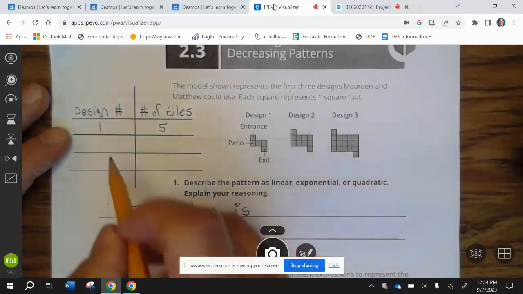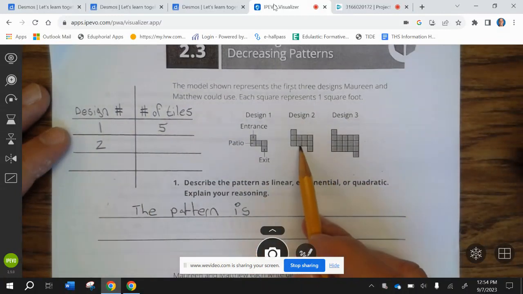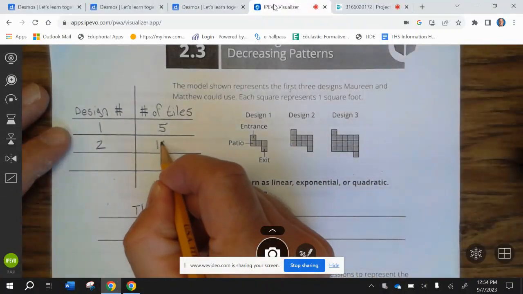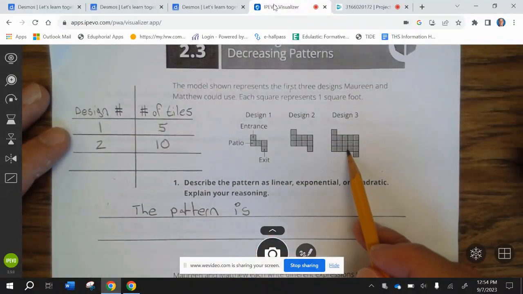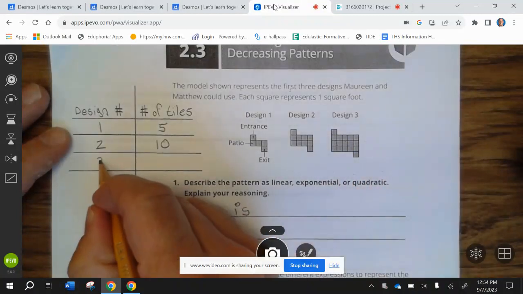Design 2 has 4, 8, 9, 10 tiles. Design 3 has 5, 10, 15, 16, 17 tiles.